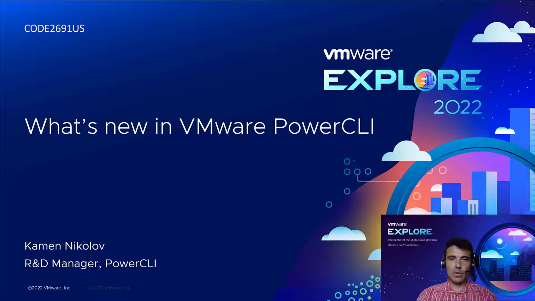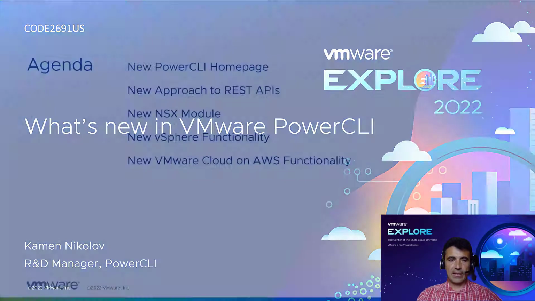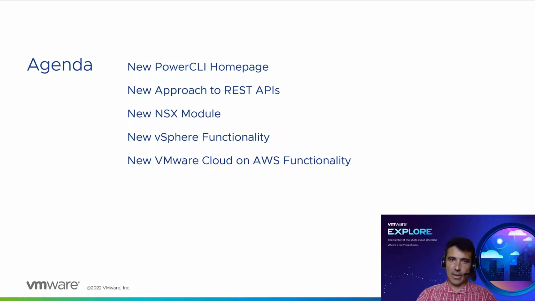So what we're going to talk about today is, first, the new PowerCLI homepage. I'm going to show you a quick demo of what you can find on the new homepage. Then we're going to talk about the new approach to REST APIs that we have introduced recently in PowerCLI. I'm going to show you a little bit about the new NSX module that we have added in PowerCLI. Then we're going to mention the new vSphere functionality and the new VMware Cloud on AWS functionality.